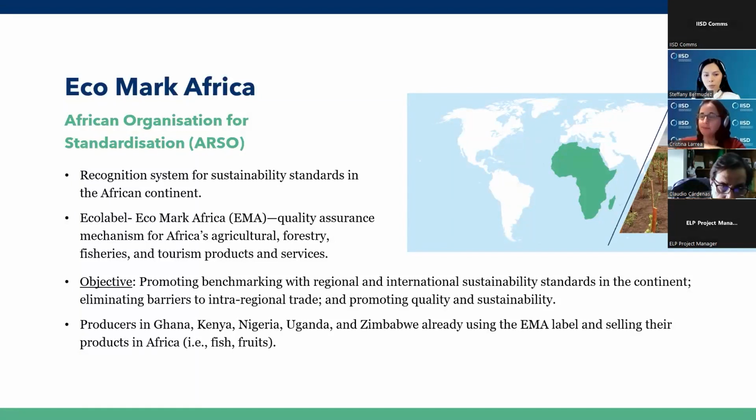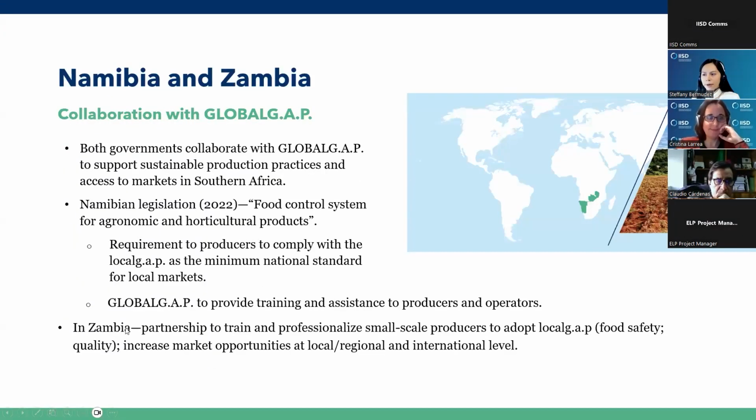So we will hear more about this initiative in the discussion, but this effort has the potential to benefit many African smallholder farmers and small and medium enterprises, as it will open many market opportunities for producers in Africa. Our next example is Namibia and Zambia and the collaboration with GlobalGAP. So both countries are engaging now with GlobalGAP, and GlobalGAP is an international voluntary sustainability standard.